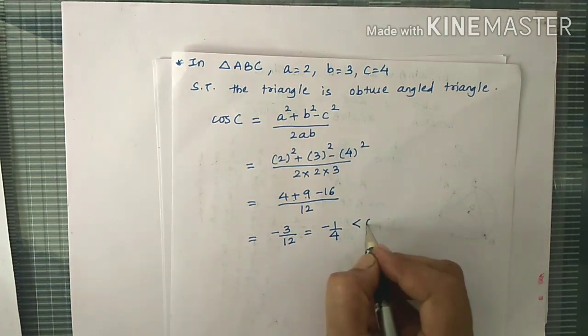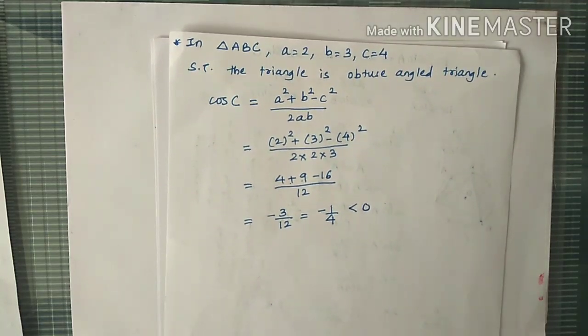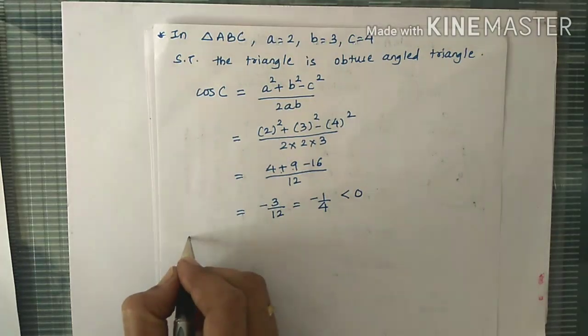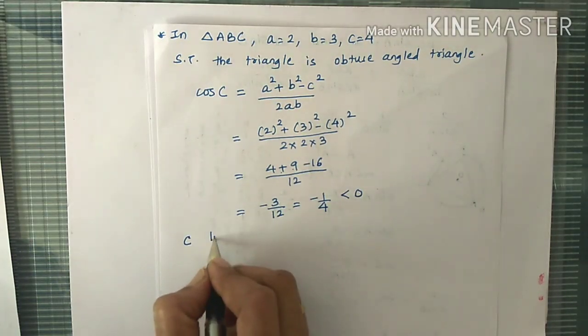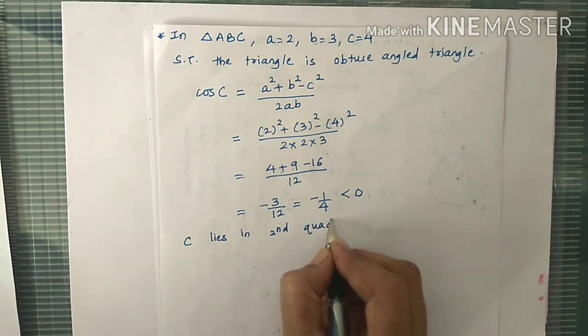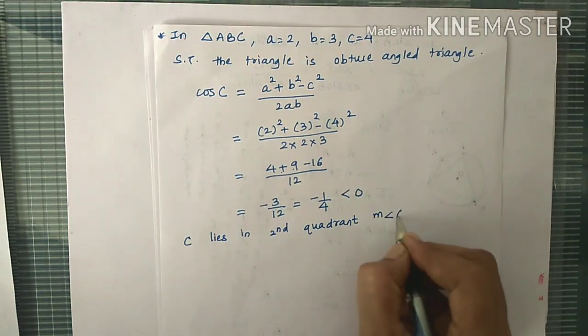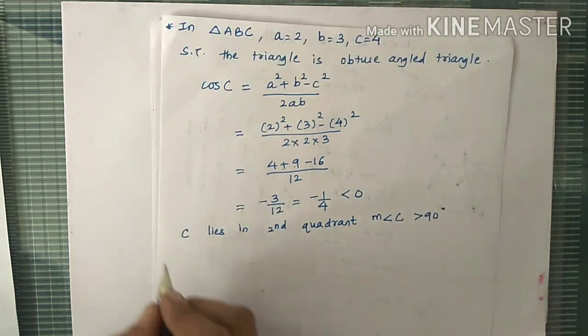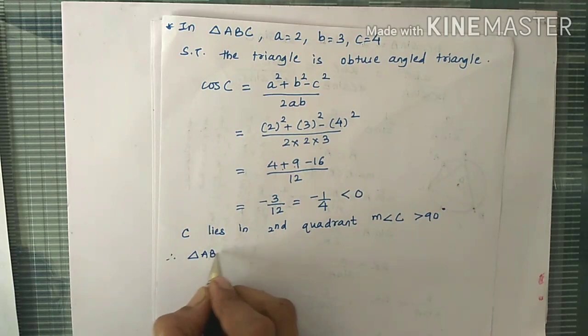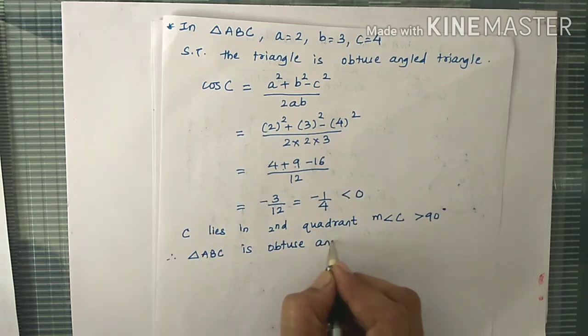So cos C is negative and we have A plus B plus C equal to 180 degrees. So each angle is less than 180 degrees, but since cosine is negative, C is greater than 90. Therefore, angle C is greater than 90. So C lies in second quadrant. That means measure of angle C is greater than 90 degrees. Therefore, triangle ABC is obtuse angle triangle.